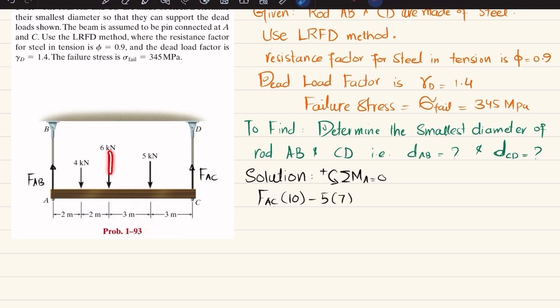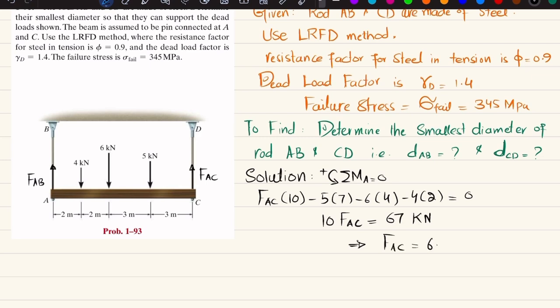The third load which is producing moment is 6 into perpendicular distance 4 meter, and this is producing clockwise, so it will be negative. So I will write minus 6 into 4. And the last force which is producing moment about point A is 4 into perpendicular distance 2, and this is producing clockwise, so it will be negative. So minus 4 into 2 is equal to 0. So we will get 10 FAC is equal to 67.67 kilonewton. And from here, this FAC will be equal to 6.70 kilonewton.